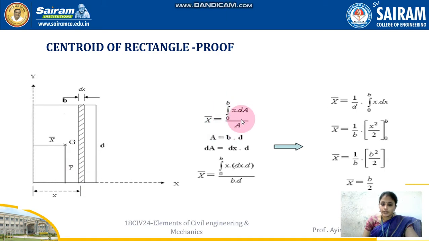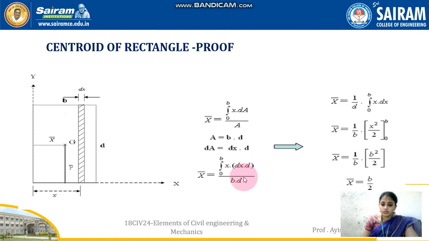Now we need to find this A and dA. We knew that the area of the rectangle is b into d, and the area of the elemental strip is dx into d, because the vertical strip looks like a rectangle. So we are taking dx into d. Just substitute both of these in the x bar formula, right?